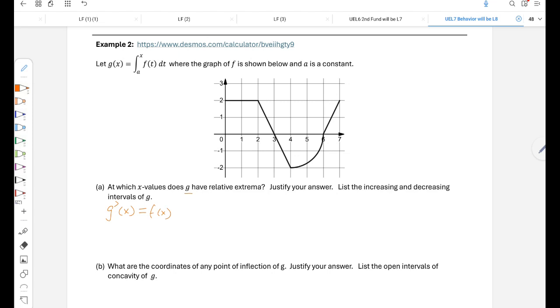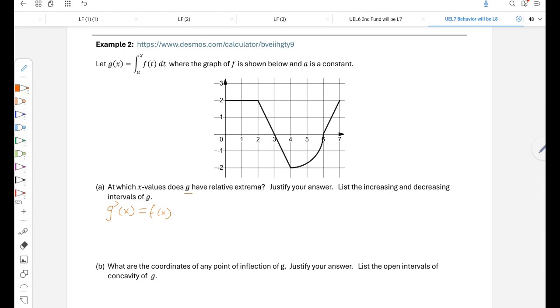That is 1 point on the scoring guide every time this question comes up. Did the student write that? Did they say the thing that they were taught? If it's an accumulation function, its derivative is the integrand, the thing being integrated. Okay. For relative extrema, we want to find when that thing is 0.